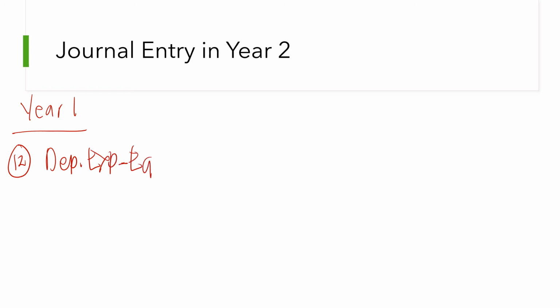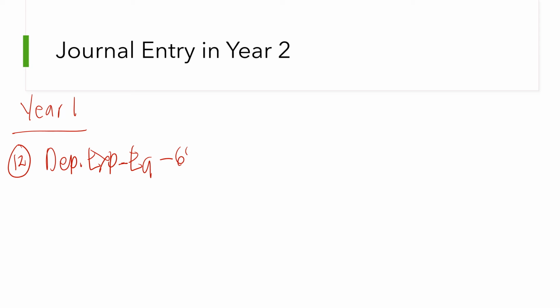Although the second requirement is the year 2 requirement, for year 1 we still need to record the depreciation expense. That will happen at the end of the year. So remember, our depreciation expense is 68,979.67. So our entry will be a debit to depreciation expense for the equipment.